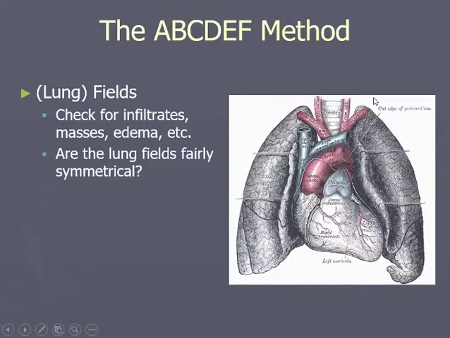Finally, we get to the end, to the F. F is lung fields, the meat and potatoes. The reason why we do the lung fields last is because, being quick and not being thorough, we jump to the lungs and say, oh, you got pneumonia, and go on. Not always the case. You always want to look at everything else and see how it impacts the meat and potatoes, the lung fields. So in the lung fields, we check for infiltrates, masses, edema, etc. And are they filled with air fairly symmetrically?